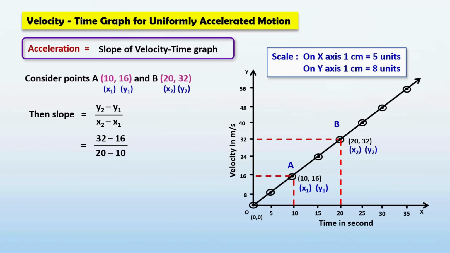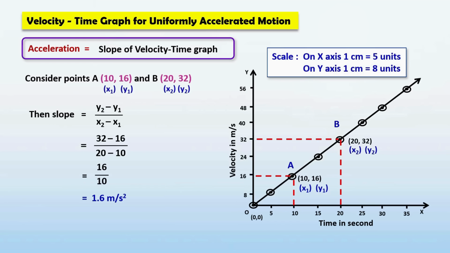First, find the change in velocity. 32 minus 16 gives 16 meters per second. Next, find the change in time. 20 seconds minus 10 seconds gives 10 seconds. Now divide the change in velocity by the change in time. 16 divided by 10 equals 1.6. Therefore, the acceleration of the car is 1.6 meters per second squared.